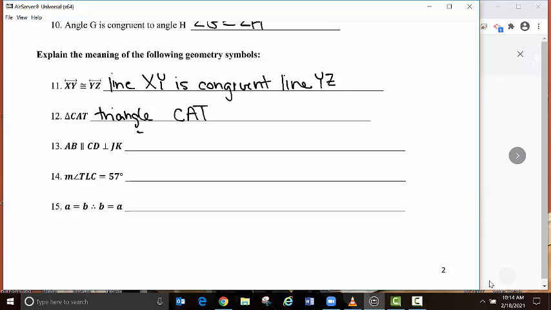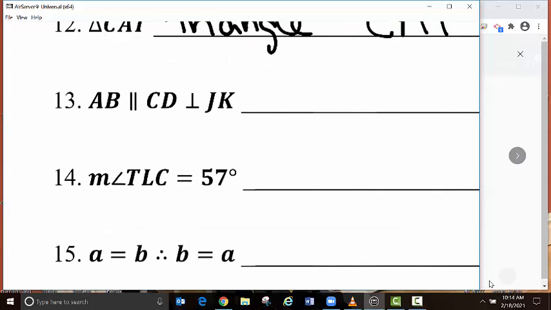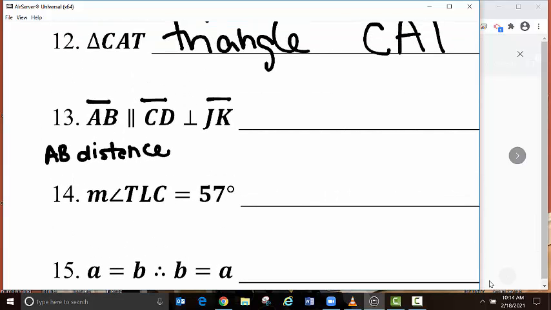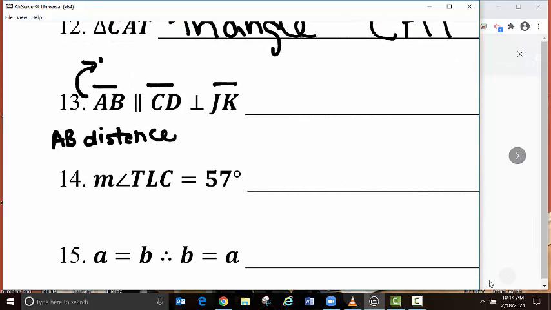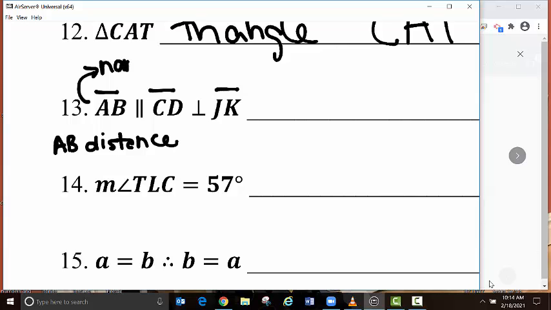This one is saying segment AB. And actually, this one is wrong. They have to put the little line right here. If you don't, that's saying the measure. If you say A to B, this is the distance, and you're looking for an amount. This, with the line, is the name. So it's actually missing the lines. Put the line up there.